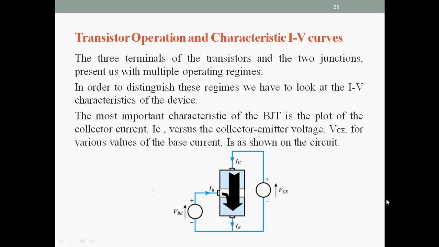Transistor operation and characteristic IV curves. The three terminals of the transistor and the two junctions present us with multiple operating regimes. In order to distinguish these regimes, we have to look at the IV characteristics of the device. The most important characteristic of the BJT is the plot of the collector current IC versus the collector emitter voltage VCE, for various values of the base current IB as shown on the circuit.